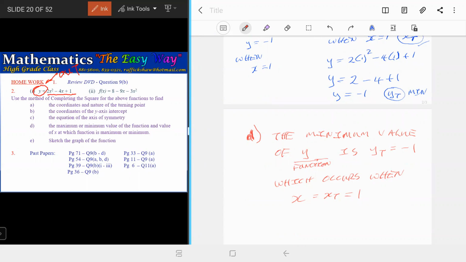So shall I write this every time, sir? No man. You just write the values. So for example, you just say minimum value is -1 when x equals 1. Done. I'm just writing it out now for you to understand it, for you to see it.